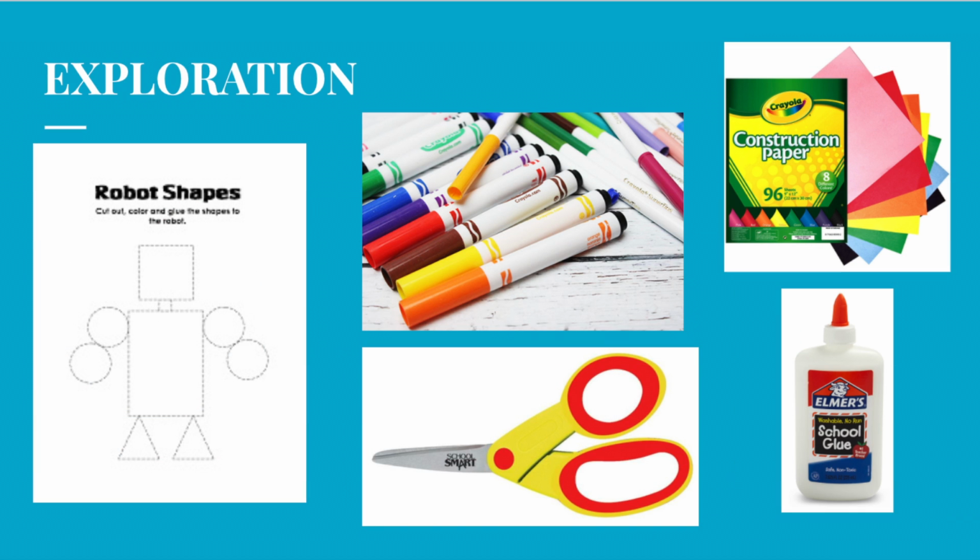For the exploration of the lesson plan, the students will be handed a worksheet with the image of a robot. The robot is composed of shapes. Students will create shapes and place them on top of the robot to create a form of a puzzle. The teacher will provide the necessary tools such as the robot worksheet, construction paper, markers, traceable mats, scissors, and glue.